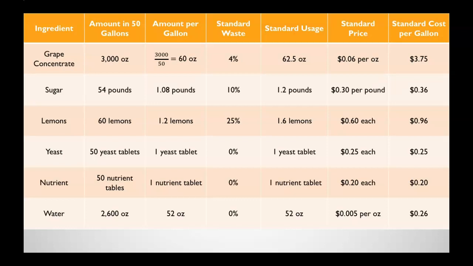Now, we have all of these standard cost per gallon amounts per ingredient. But we want to know as a whole, as 1 gallon of wine, how much is that going to cost? So the standard cost for 1 gallon of wine is the sum of that column. It's the sum of all of our standard cost per gallon amounts. If you add that up, you'll get $5.78.